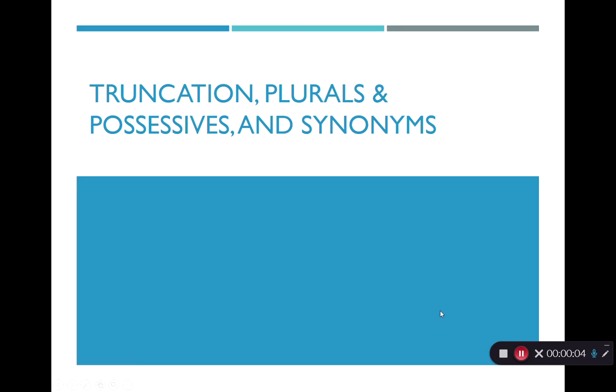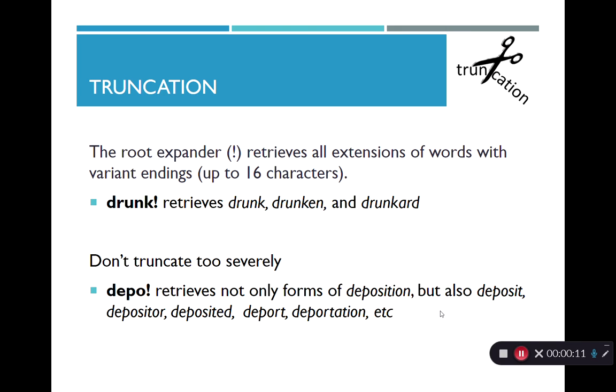In this video, we will cover truncation, plurals, possessives, and synonyms. Truncation using root expanders is a powerful tool when you're crafting an effective terms and connectors search. By using a root expander, the exclamation point, you can retrieve words with a variety of endings, up to 16 characters even. For example, drunk with an exclamation point retrieves drunk, drunken, and drunkard.